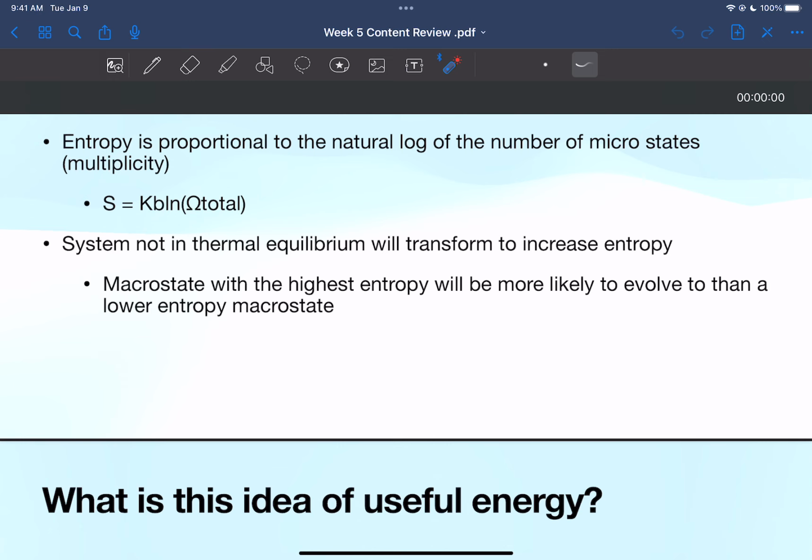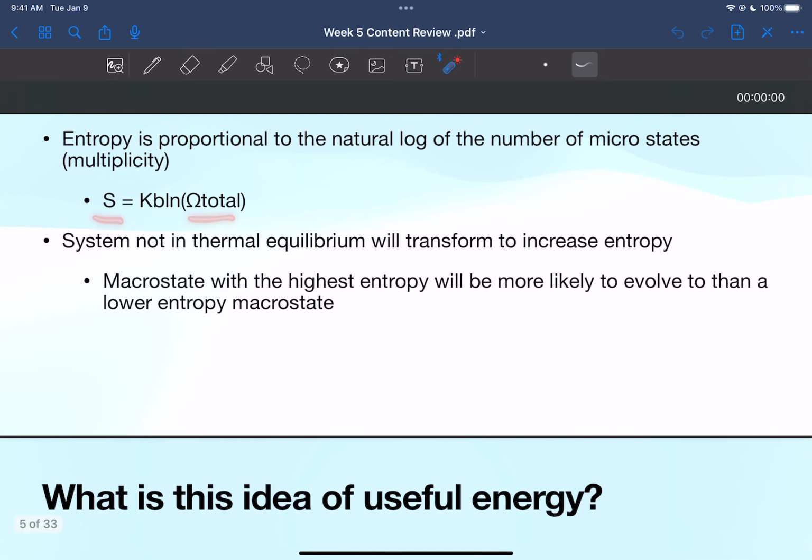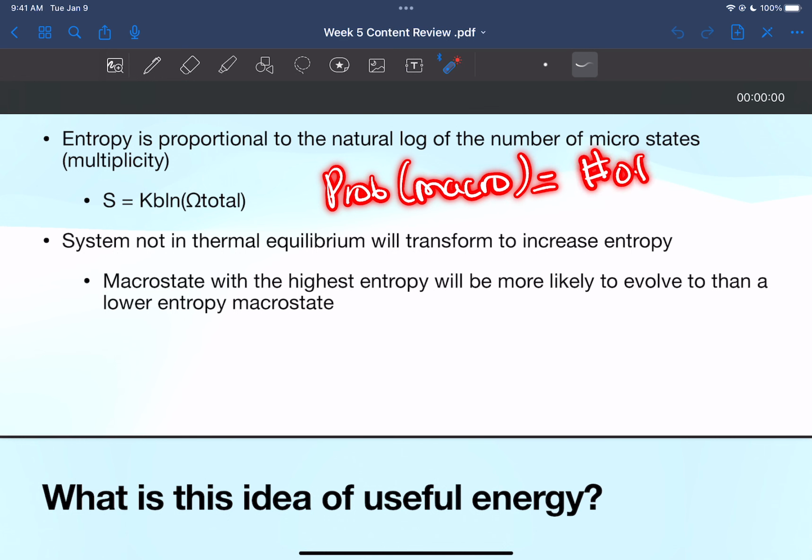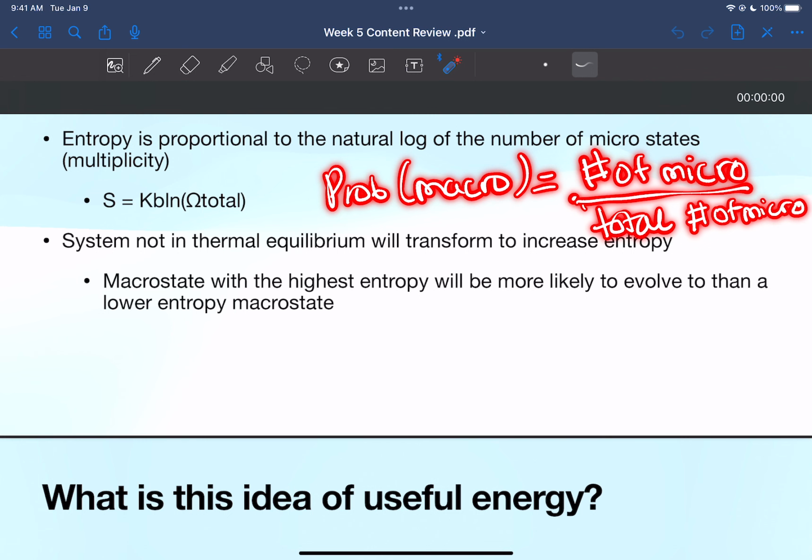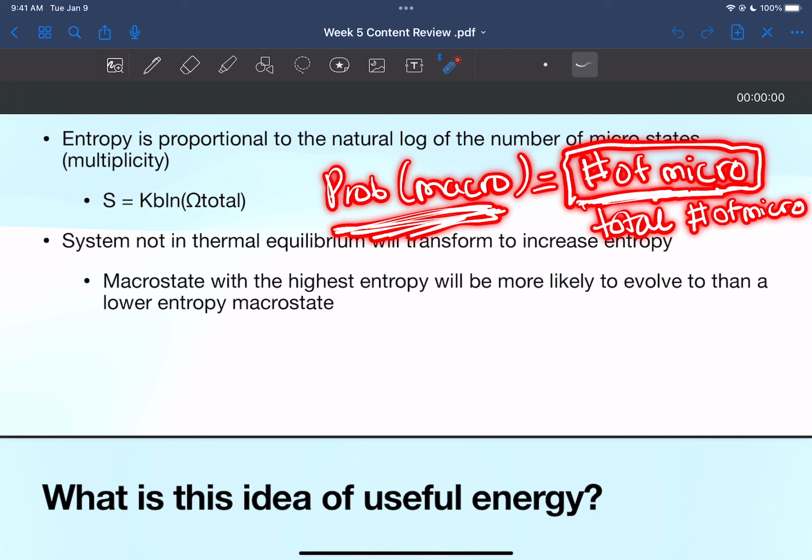Because a higher entropy will have a higher multiplicity. And remember, the probability of a macrostate is equal to the number of microstates that you have, or the multiplicity in this case, divided by the total number of microstates, the total number of outcomes, essentially. So if you have a greater entropy, remember we said entropy is related to the multiplicity, or the number of microstates. Larger entropy means a larger number of microstates. That gives you a larger numerator here, and that larger numerator means you have a greater probability of your macrostate.